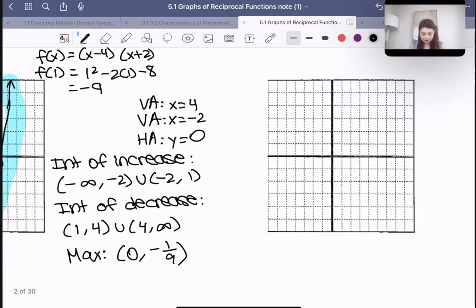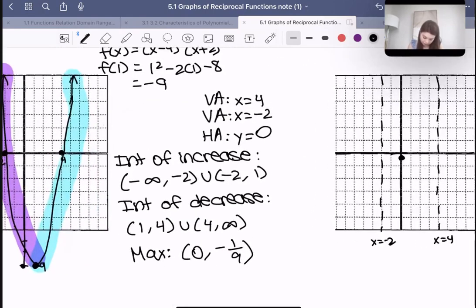So we have a vertical asymptote at x equals 4, so let's draw that in first, actually. And then we have -2. Like that. Okay, awesome. And then we have a maximum at 0, -1/9. Oh, and I forgot the other asymptote. Let's draw that. So we have one like that. And then we know that we're decreasing from -2 up to 1.